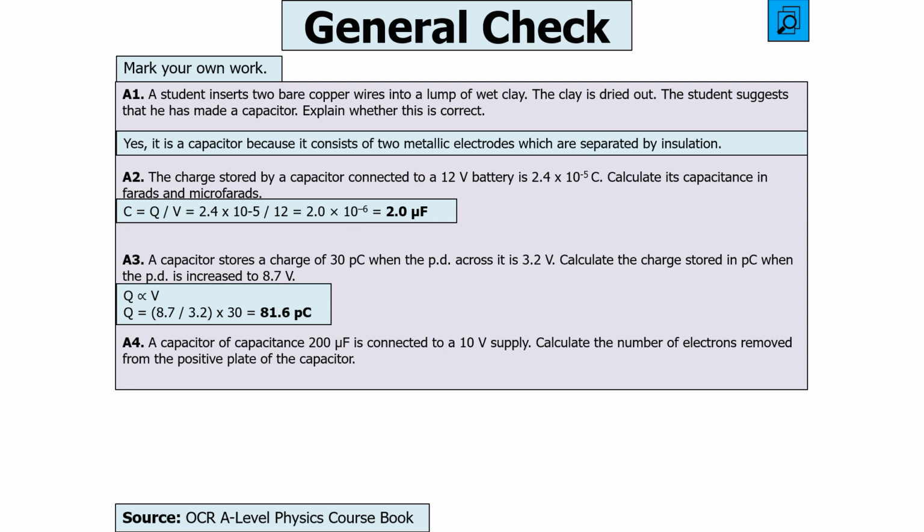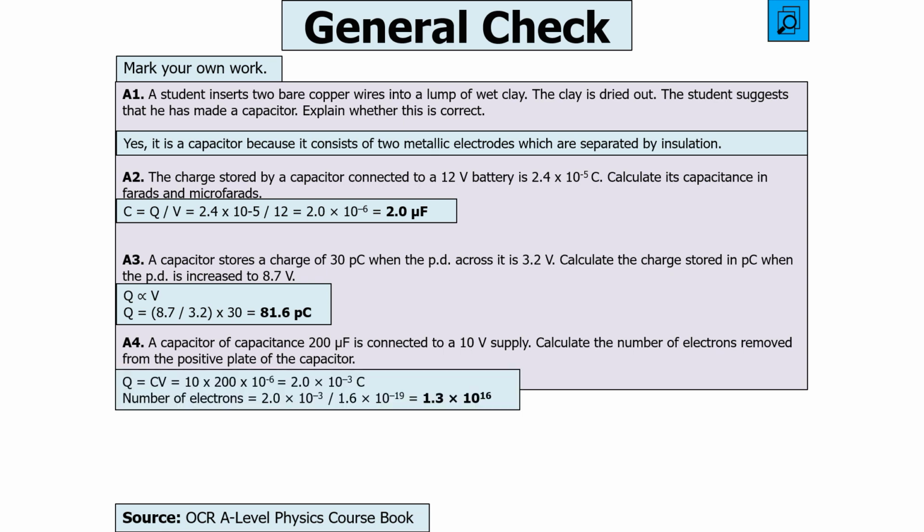And then the last one here, what you can do is use Q equals CV, work it out to be 2 times 10 to the minus 3 coulombs. Remember, microfarads turns into farads by times 10 to the minus 6. We then work out how many electrons we've got by taking our overall charge, dividing by the charge of an electron, 1.6 times 10 to the minus 19 coulombs, and we get 1.3 times 10 to the 16 electrons.